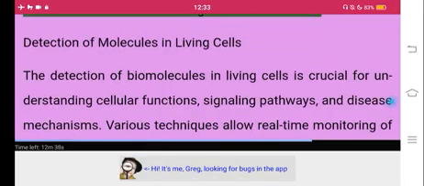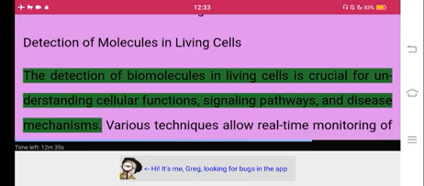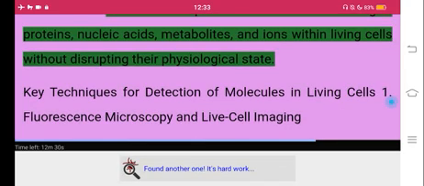Detection of molecules in living cells. The detection of biomolecules in living cells is crucial for understanding cellular functions, signaling pathways, and disease mechanisms. Various techniques allow real-time monitoring of proteins, nucleic acids, metabolites, and ions within living cells without disrupting their physiological state.